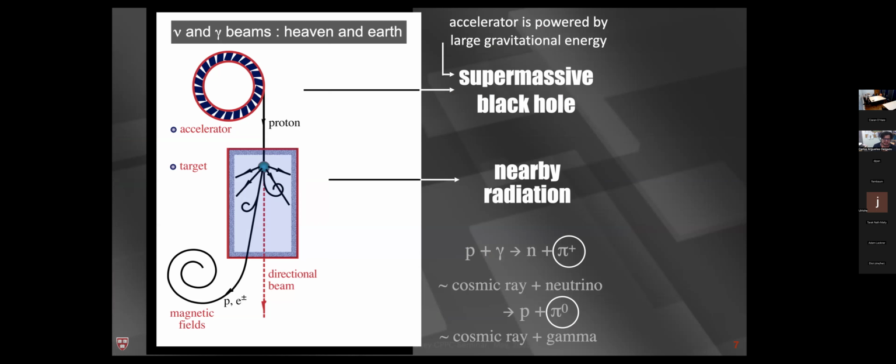So we think that something similar may be happening in outer space, where protons are being accelerated by perhaps a supermassive black hole, and then they are hitting radiation or gas around these acceleration regions that produce particles. In particular, when a proton interacts with light, it can produce a neutron and charged pions, or a proton and neutral pions. And so you have production of neutrinos from the charged pions, and gamma rays from the neutral pions. That's the cartoon of these sources.